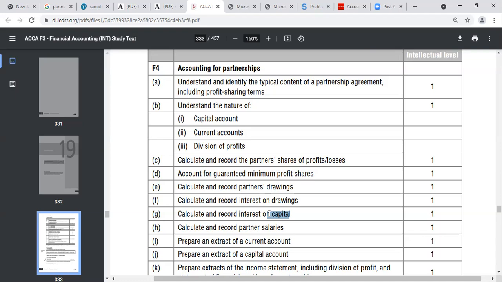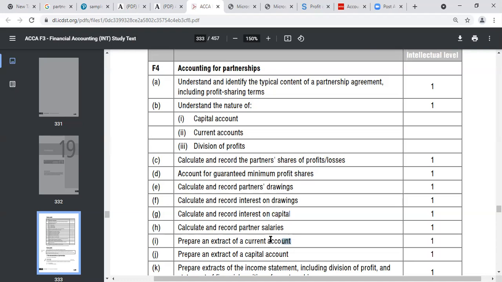The other is recording how to calculate and record partner salaries. Every time we have a partnership, we could have a case where one of the partners may be fully involved in the business. There could also be 2 or 3 partners, or all of them involved in the business, and they may have a salary that they take home. So that's very important for us to pick there.